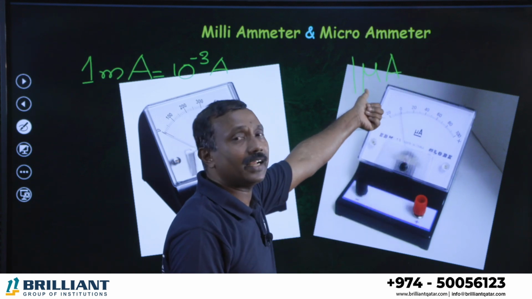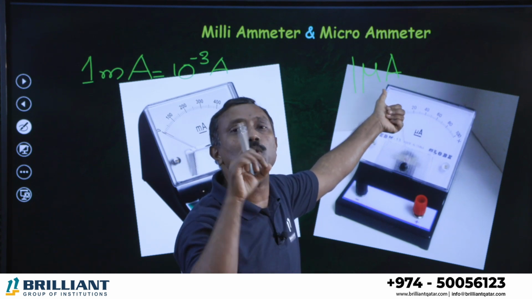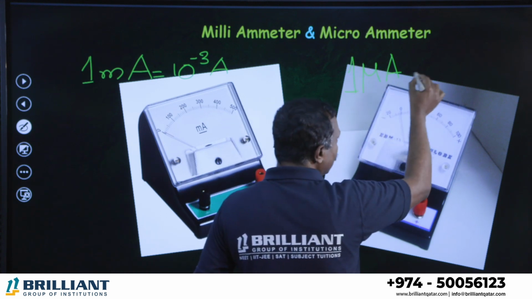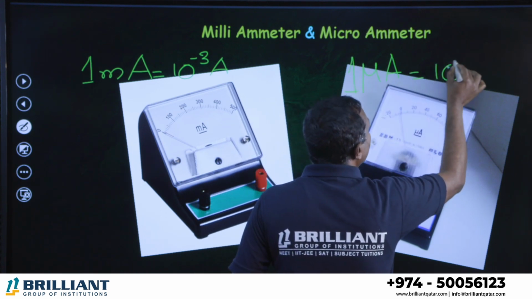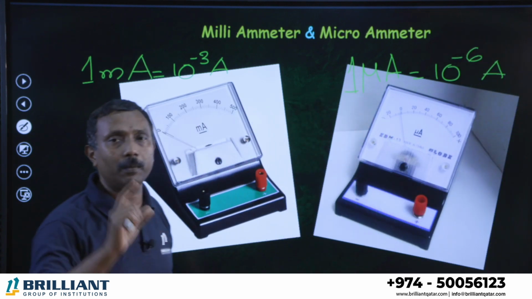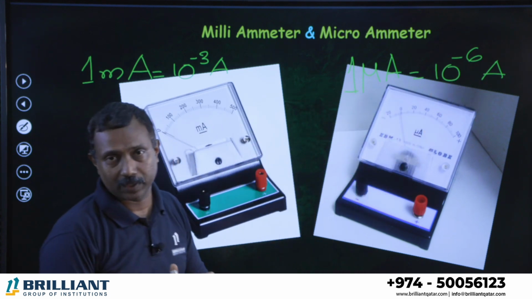Here the Greek letter mu represents micro. Micro means 10 raised to minus 6. So 1 microampere consists of 10 raised to minus 6 amperes. Don't forget, in 1 microampere, 10 raised to minus 6 amperes are present.